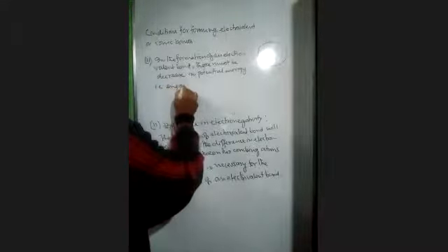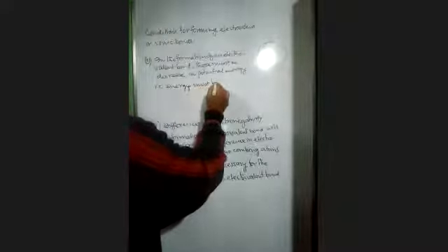So, how do you know there is a decrease in potential energy? That is, they should release energy. Energy must be released. These are the three conditions.